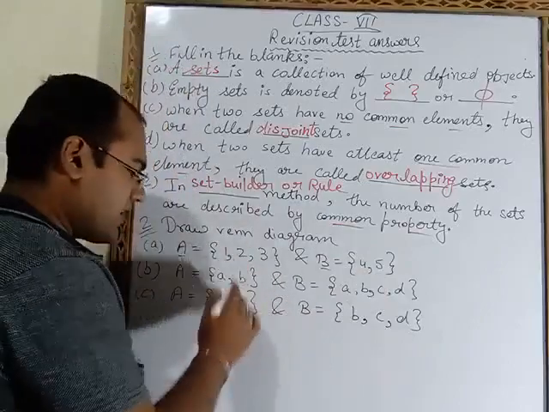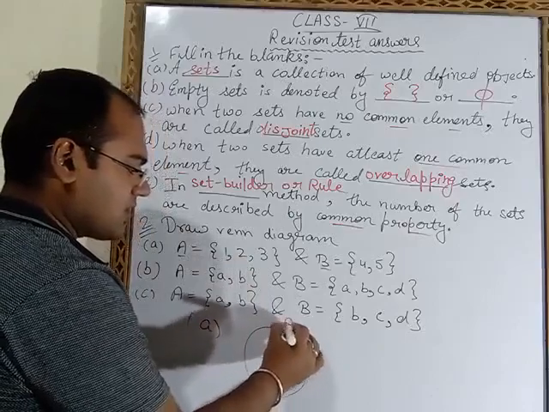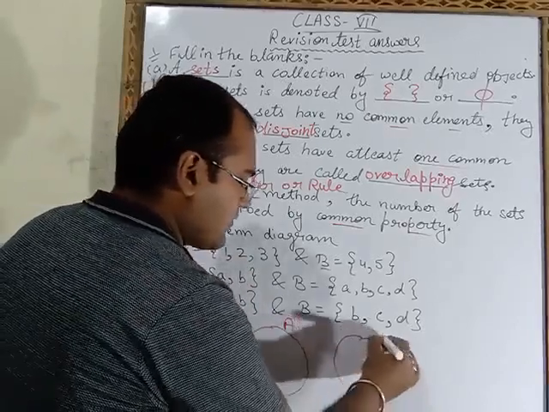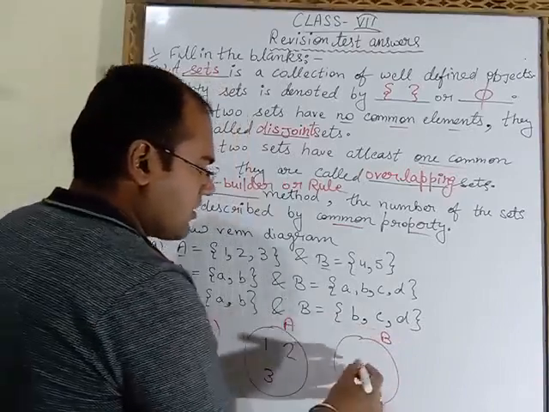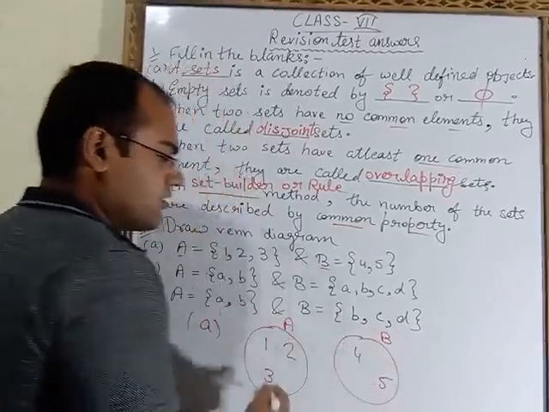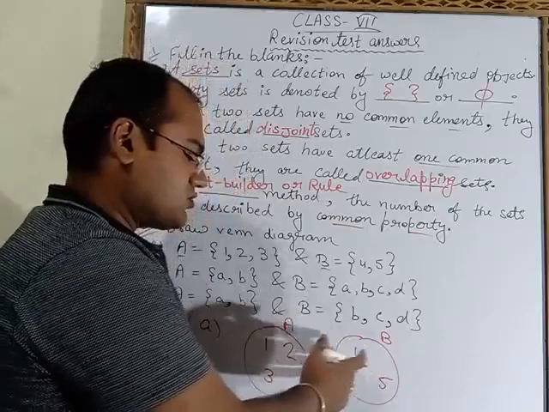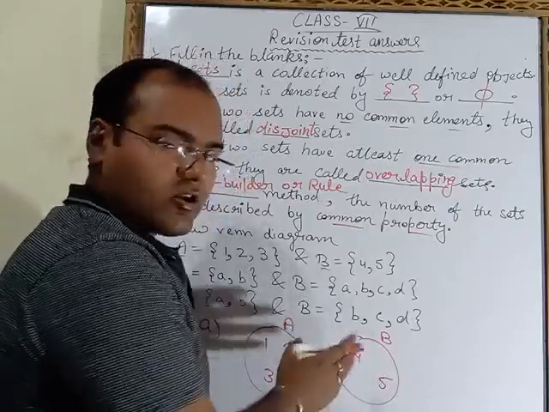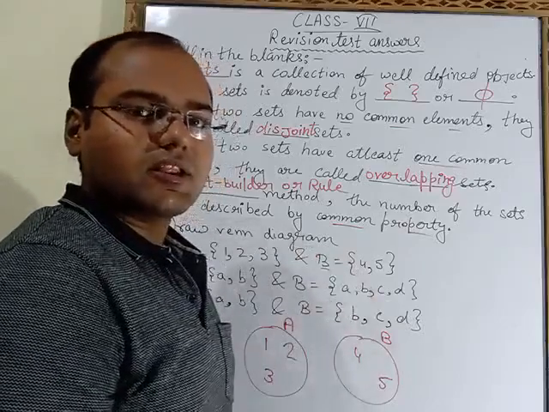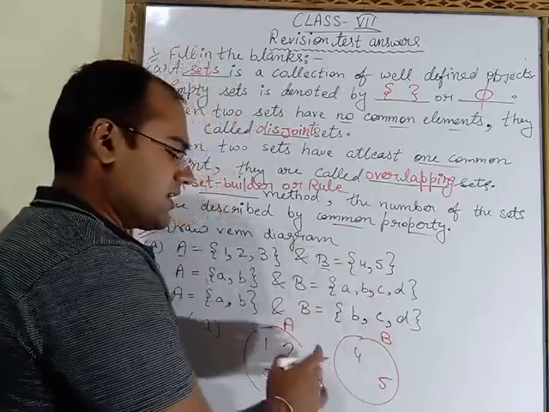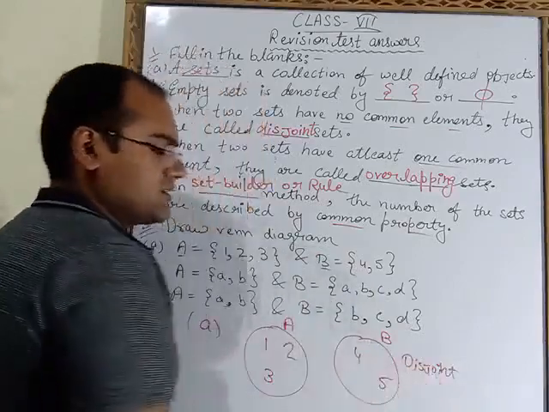That's why, how will we make the Venn diagram for A part? This is the circle for A, this is the circle for B. Inside A you have to fill 1, 2, 3, and inside B you have to fill 4 and 5. Both the circles you have to make separate. Why are these two circles made separate? Why are these two circles not touching each other? Because in A set and B set nothing is common. That's why we made this figure, and this figure is called disjoint. This Venn diagram is for the disjoint.